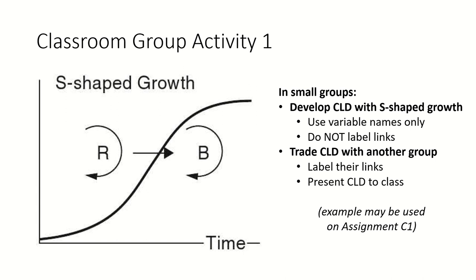So just draw a couple of variables in this loop, a couple of variables in this loop. Show the links, but don't label the polarities of them. And then we're going to swap with another group and have them label yours. And then we'll grab a couple of random ones and present them. And you can use those in what you'll ultimately submit as question one in the Sunday assignment. So let's take, I don't know, 5 minutes or so and try to come up with your best S-shaped growth one on a sheet of paper that you could pass to another group. Don't label the polarities, just put the variable names and the links.